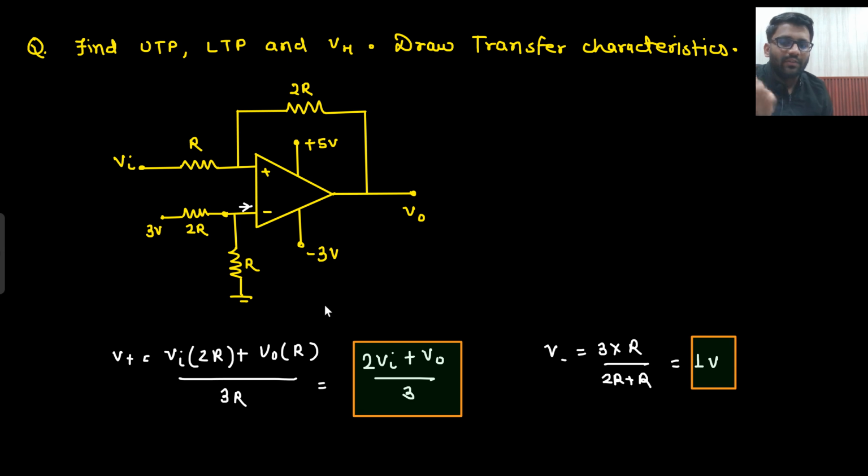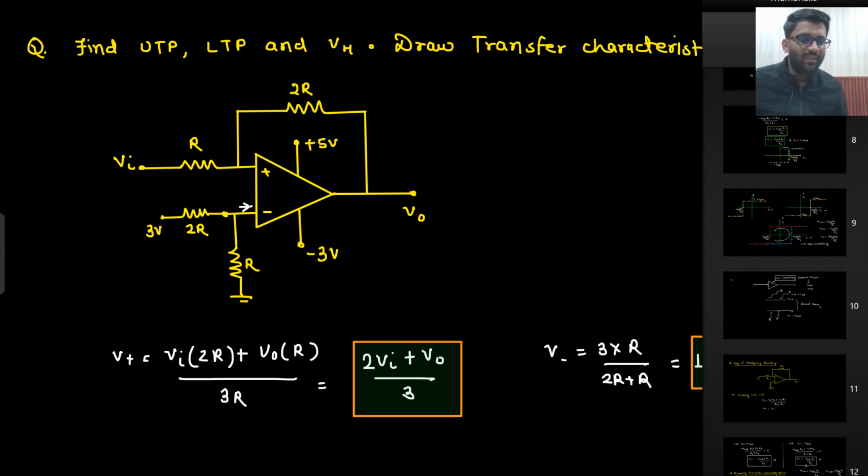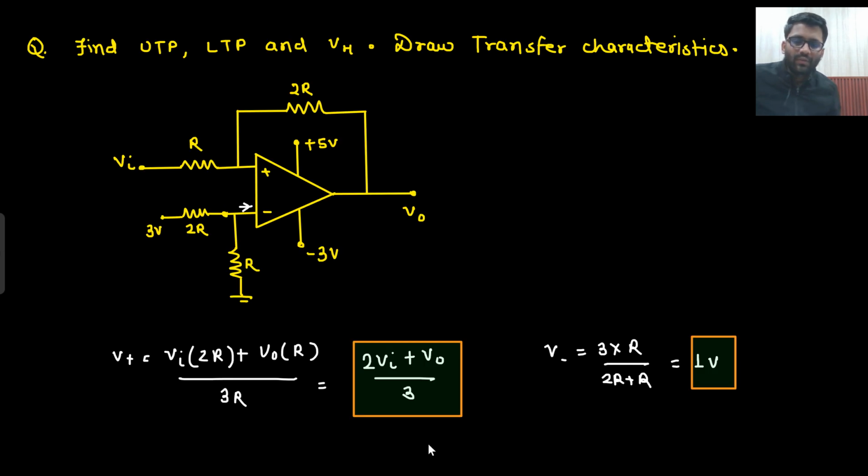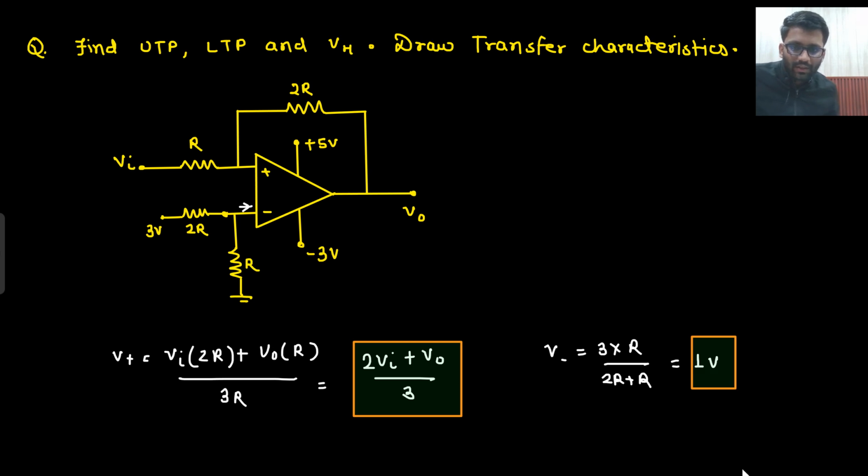Now we first assume plus V sat, then minus V sat. If I assume my output is plus 5 volt, then I get (2 into Vin plus 5) divided by 3, and I need to equate it to 1 volt. So Vin equals 3 minus 5, that is, minus 1 volt. So this is one of my threshold voltages.